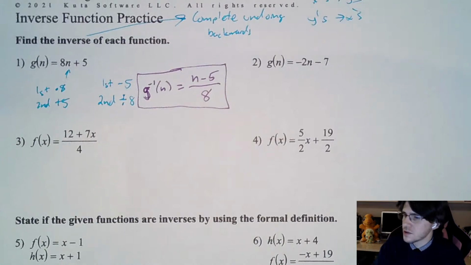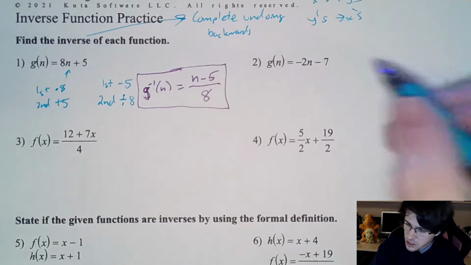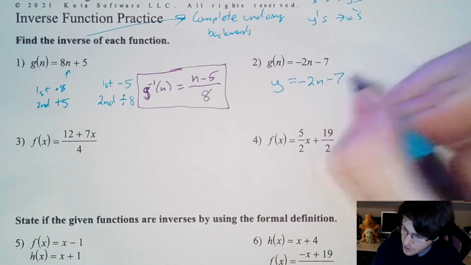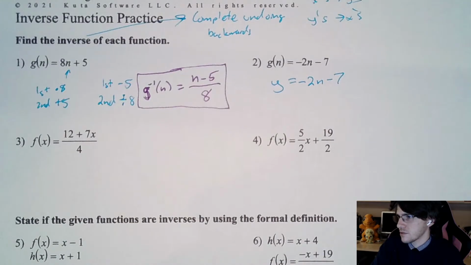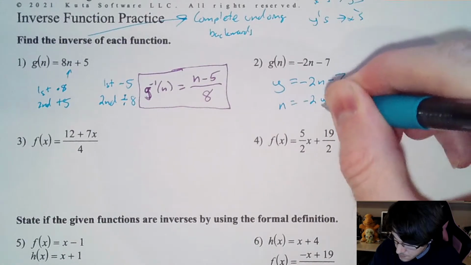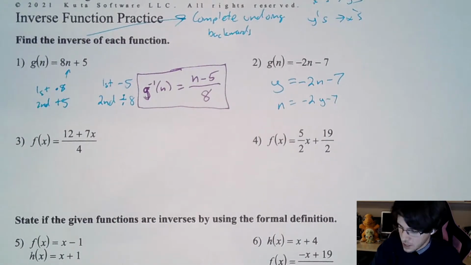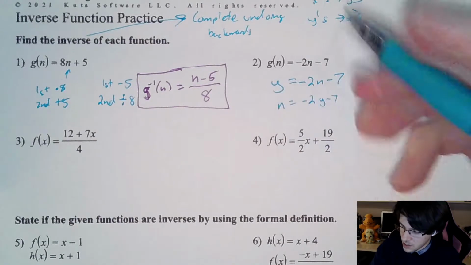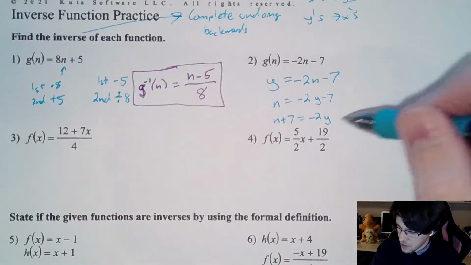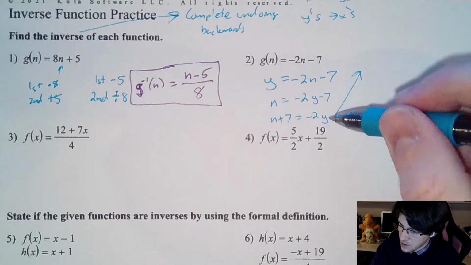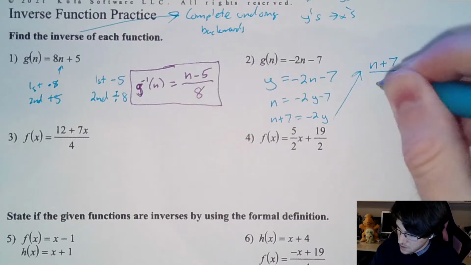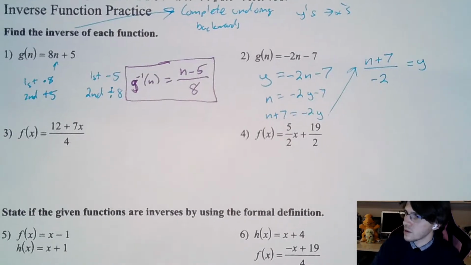So the first thing you're going to do if you're doing the algebraic version is rewrite this as a y for your output. You're going to switch the x's and the y's, or in this case, you're switching the n's and the y's. And now we're going to solve for y. So we're going to start by taking that -7 and moving it to the other side, and it becomes a +7 on the left. I'm running out of room here, so I'm going to move up here. After we have the +7 on the left, we're going to divide both sides by -2.